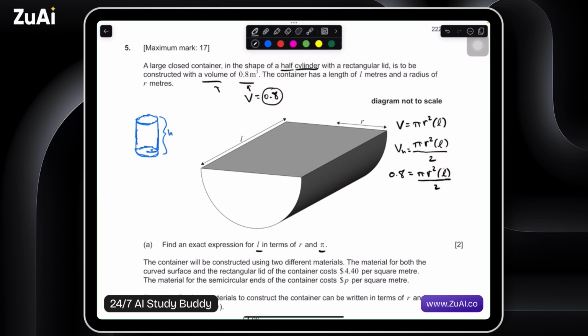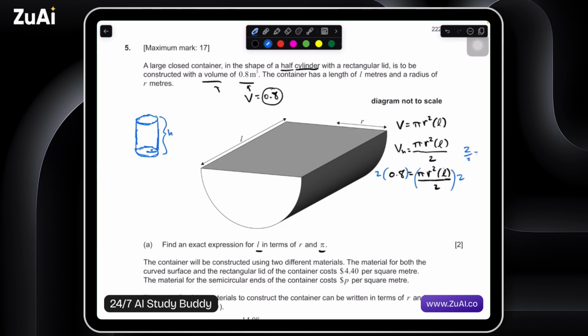Alright. So now find an exact expression for L in terms of R and pi. And this is actually going to be a fair bit of algebra, more than you might expect, potentially, on an AI paper. So we don't want this 2 here. This is pi r squared times L divided by 2, but we want L all by itself. So how can we do that? Let's get rid of this divide by 2, and to do that, let's multiply both sides by 2. So we're multiplying both sides by 2.